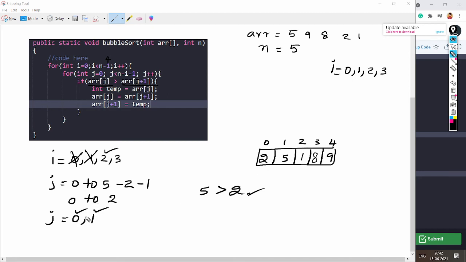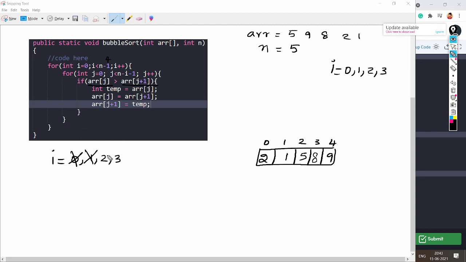And again, I will go with j as 1. What is array of j? 5. Is 5 greater than array of j plus 1, array of 1 plus 1, that is 2? Yes. So again, the swapping occurs. Here 1 and here 5. So that's it. Okay, we are done with i as 2. So let's take i as 3 now.